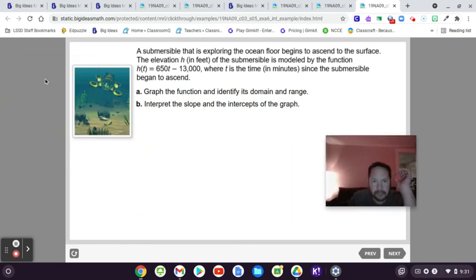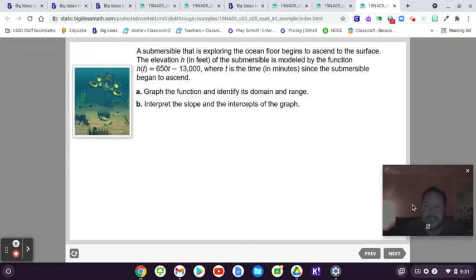Okay, so we have a submersible that is exploring the ocean floor, and it begins to ascend to the surface. So would that be a positive or negative slope? Yeah, it's going to be a positive slope because it's going up. It's ascending. And the equation is h of t equals 650t minus 13,000. So first, I want you to just analyze that equation and tell me how deep is this ocean floor that it's at. Yeah, it's 13,000 feet below surface level because that's what this negative 13,000 is.